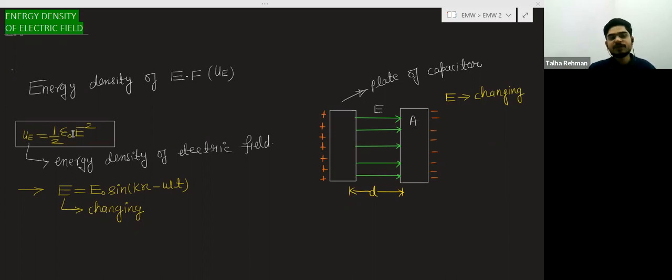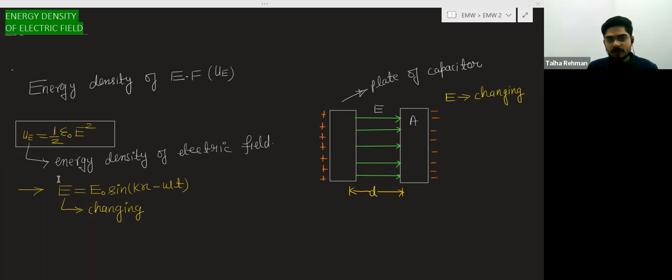u_e = (1/2) epsilon naught E naught square. Epsilon naught, I have just told you, is the absolute permittivity of free space. E is the electric field.